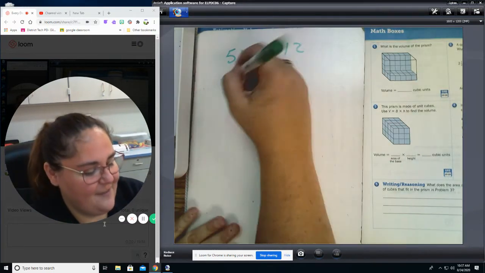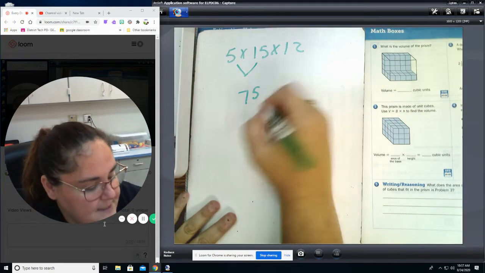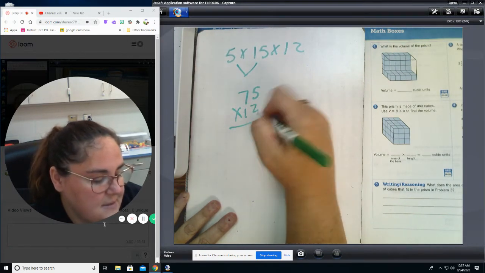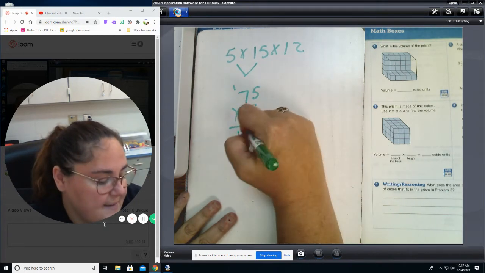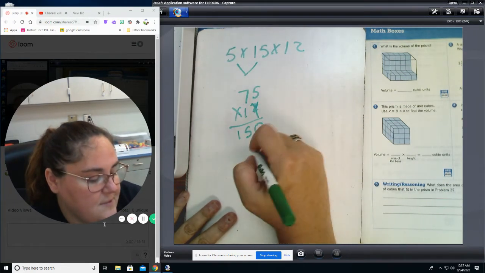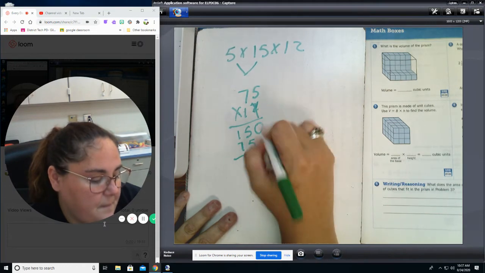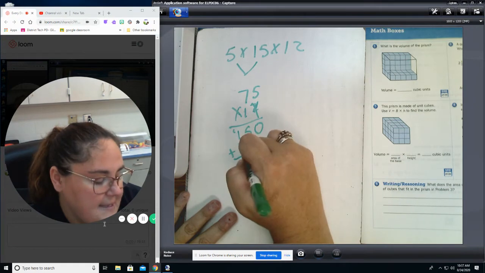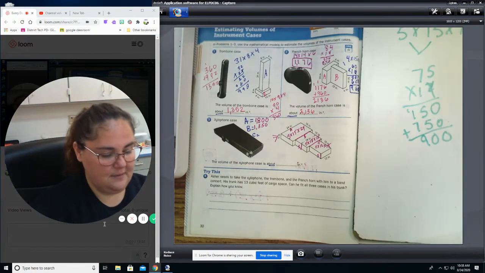Okay, guys. 5 times 15 is 75. We already figured that out from the last two problems. I'm going to now multiply times 12. 2 times 5 is 10. 2 times 7 is 14 plus 1 is 15. X's and O's. 1 times 5 and 1 times 7. Go ahead and add them together. 5 plus 5 is 10. Carry my 1. 7, 8, 9. Box C should be 900.